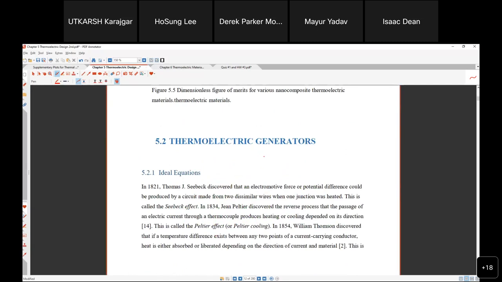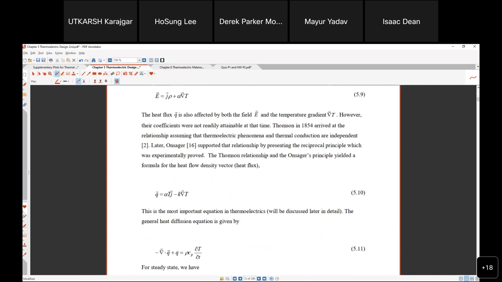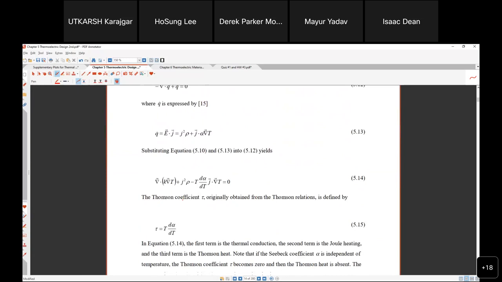We have a generator, and this is the most important. These two. Today I'm going to discuss that, but anyhow, the heat flow is Seebeck or Peltier, and conduction. But we have a Joule heating. So this is the governing equation.